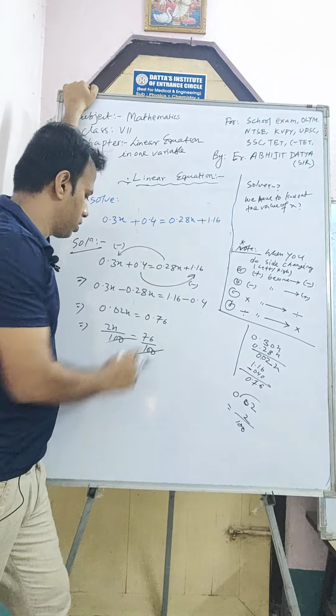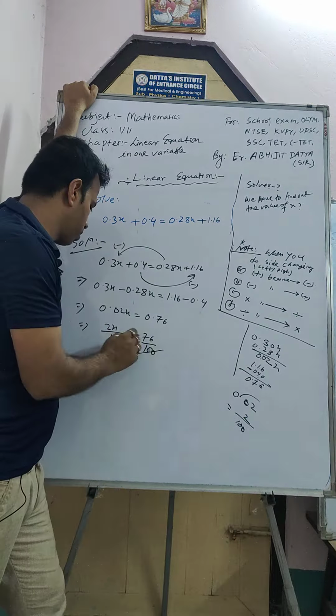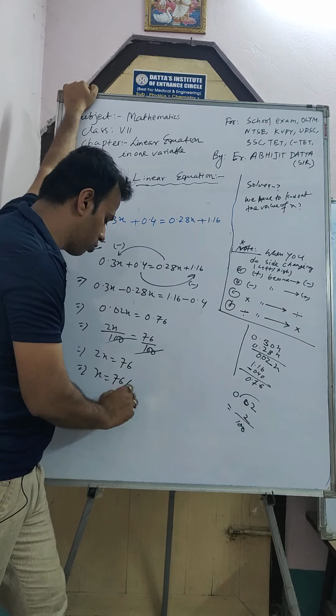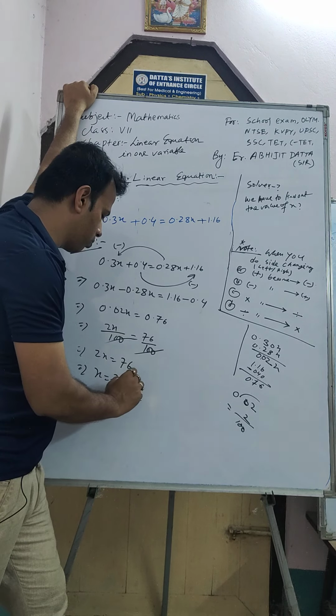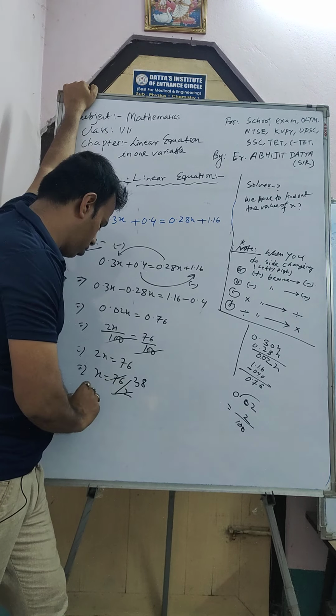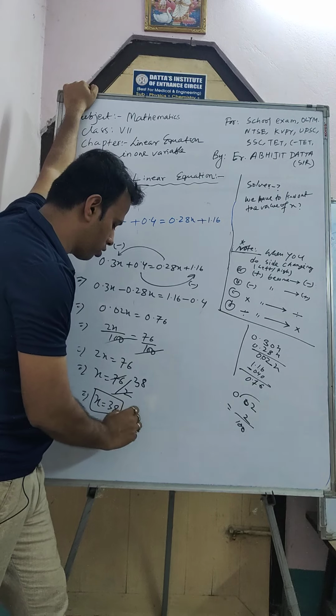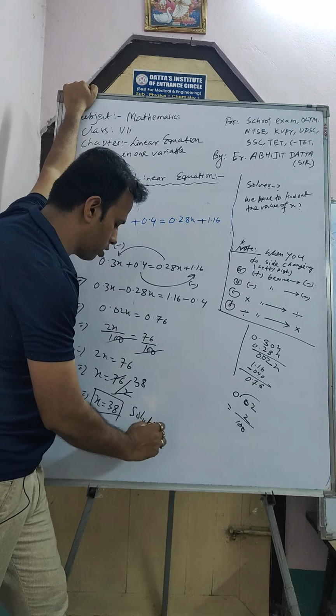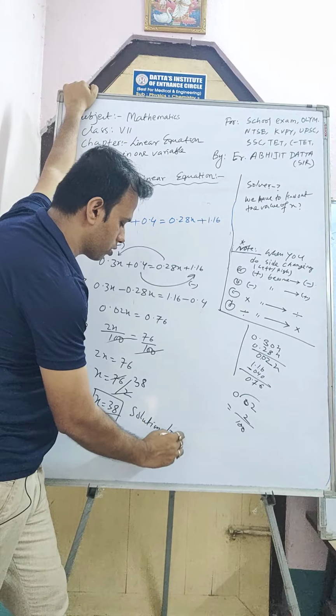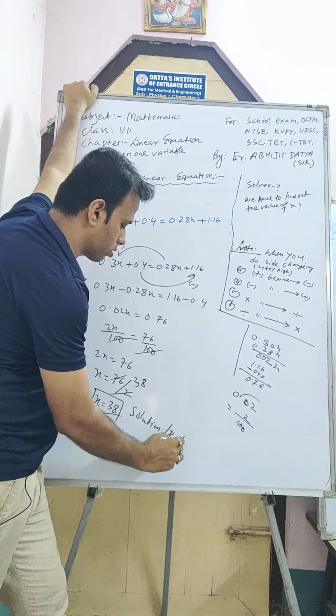Similarly, 2x is equal to 76. That is, x equal to 76 by 2. If you cut this by this, it will become 38. So x equal to 38 is the solution or roots of the equation. Okay, got it?